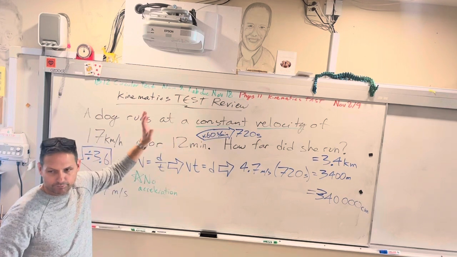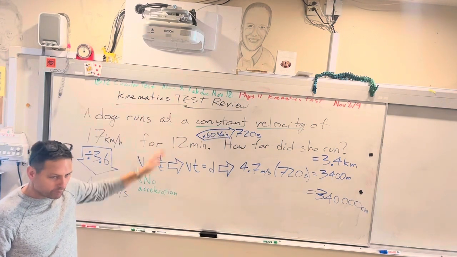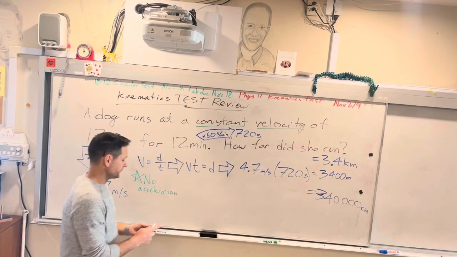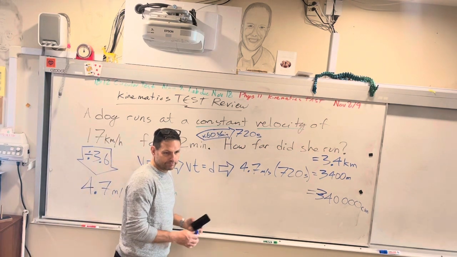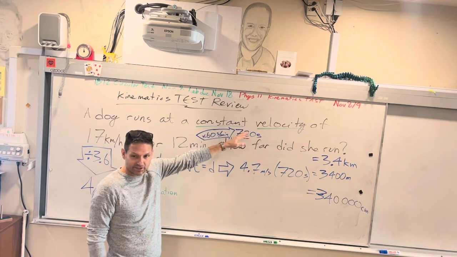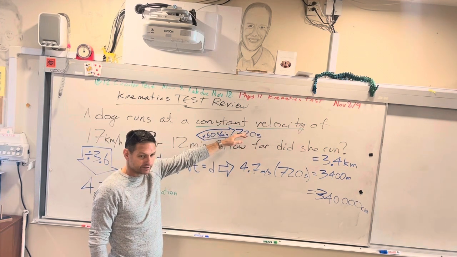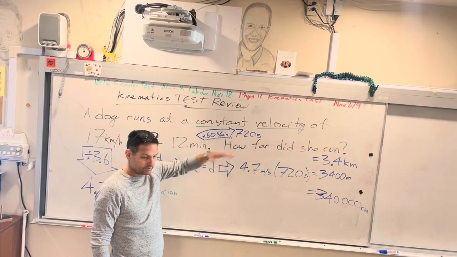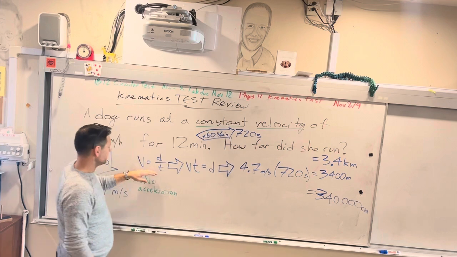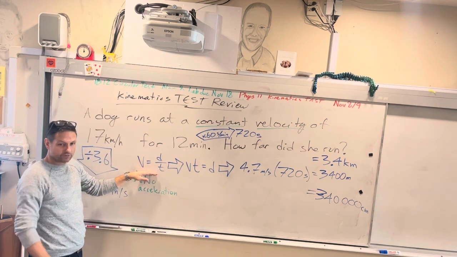Okay, so you might have some pretty simple basic velocity questions on your test. Probably only one or two, but just keep in mind if something's going at a constant velocity, as soon as I say that, what does that mean? No acceleration. Acceleration is 0. So you can just use this formula. You don't have to use the big 3.